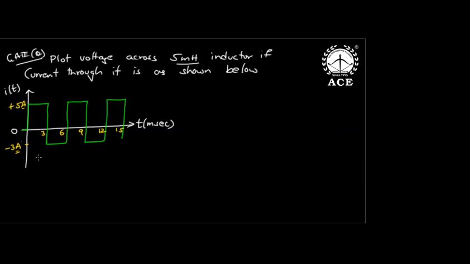Plot the voltage across a 5 millihenry inductor if the current through it is as shown below. I am giving you 1 minute. Quick, everybody.